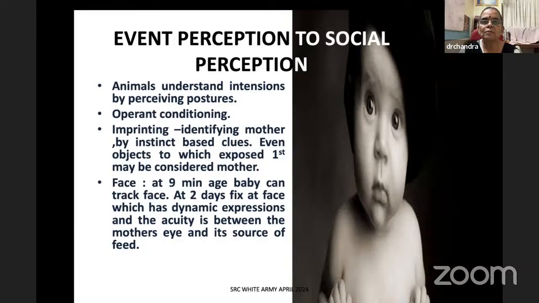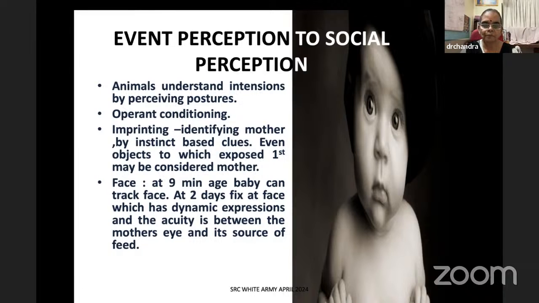Event perception is social perception. And animals understand intentions by perceiving postures. So it is said that a male bird attracting a female or vice versa, they do some postures and those postures are seen and that is converted to the intention of that organism. It is calling you or it is asking you to run away.